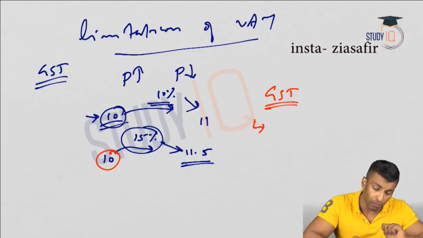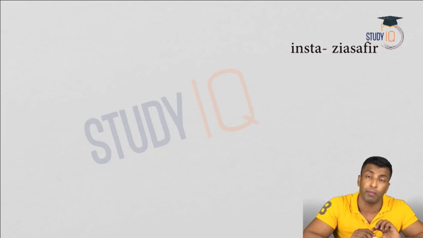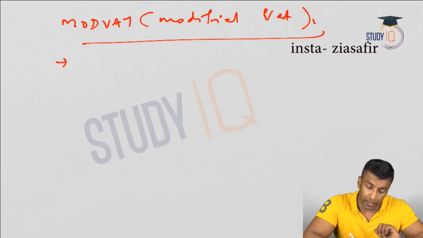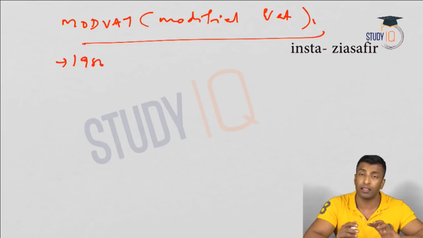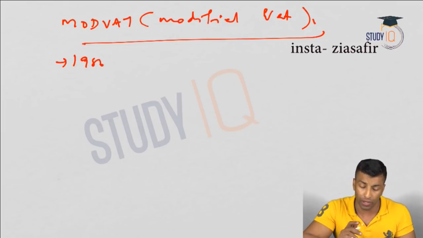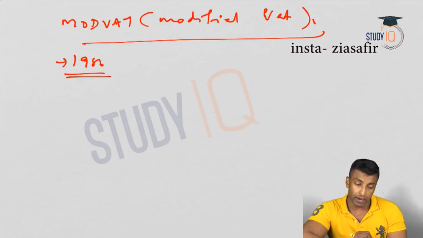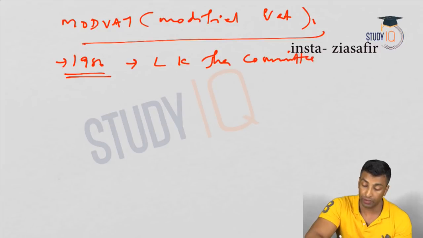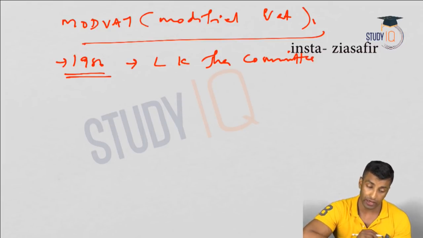Now let's move on to a modified form of VAT which we have implemented, that is MODVAT. It's actually modified VAT only. It was adopted in 1986. In the beginning I said 1996, sorry. So it was adopted in 1986 on the recommendation of the LK Jha committee.